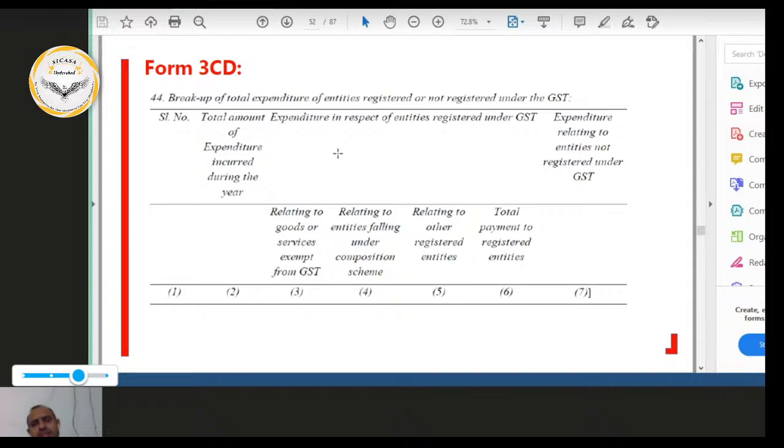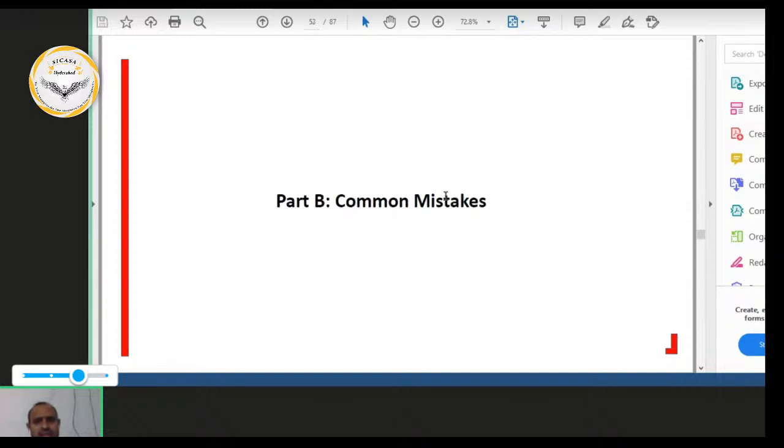Clause 44 is not applicable for the current year, because under GST it is applicable for the next year. We will see it at that time. Okay. Now, with this, the detailed explanation of Form 3CD is over. Now let us move on to the next thing, part B.